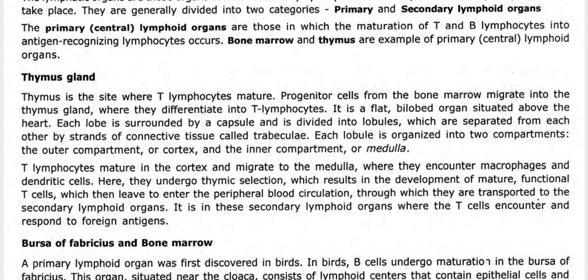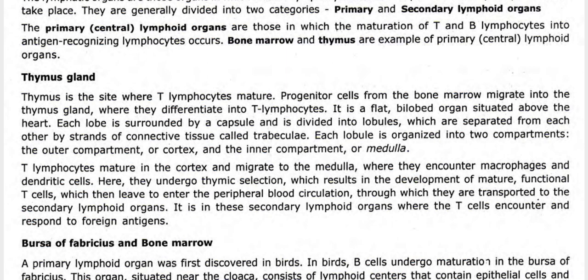Each lobule is organized into two compartments, the outer compartment or cortex and the inner compartment or medulla. T lymphocytes mature in the cortex and migrate to the medulla, where they encounter macrophages and dendritic cells. Here, they undergo thymic selection, which results in the development of mature functional T cells, which then leave to enter the peripheral blood circulation, through which they are transported to the secondary lymphoid organs.